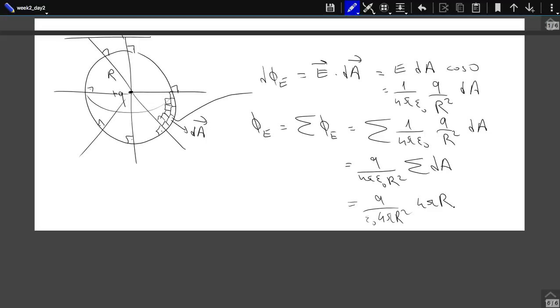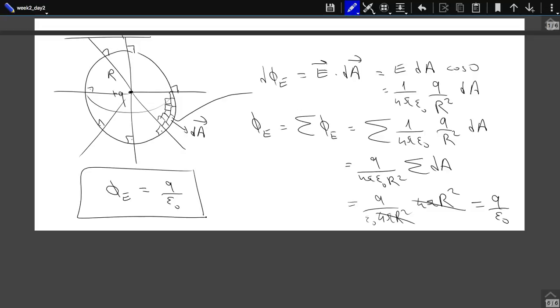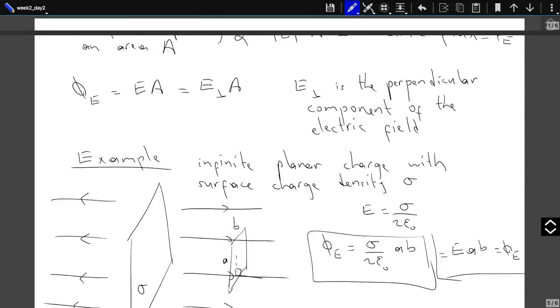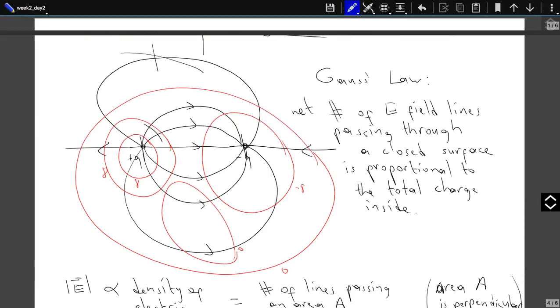4 pi R squared. These cancel. Q over epsilon 0. Well, let's go back. You see, here we were actually counting the number of field lines.